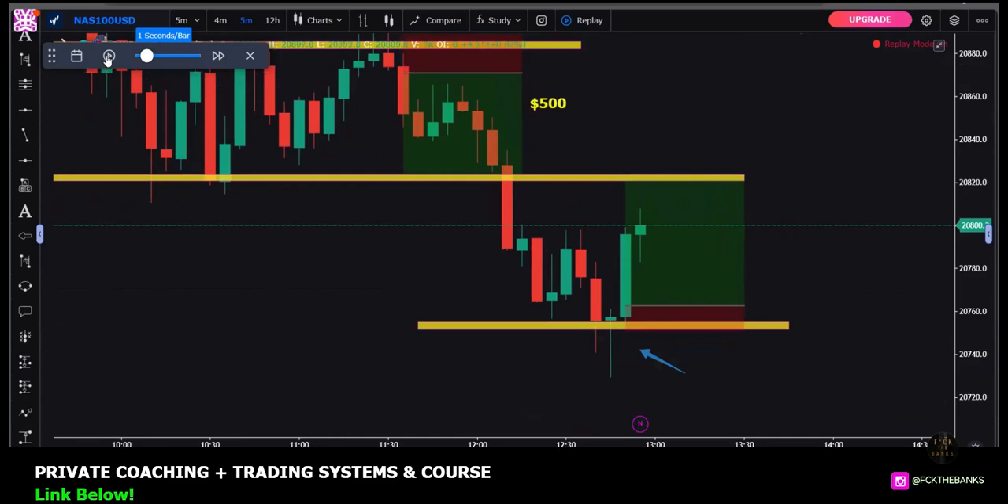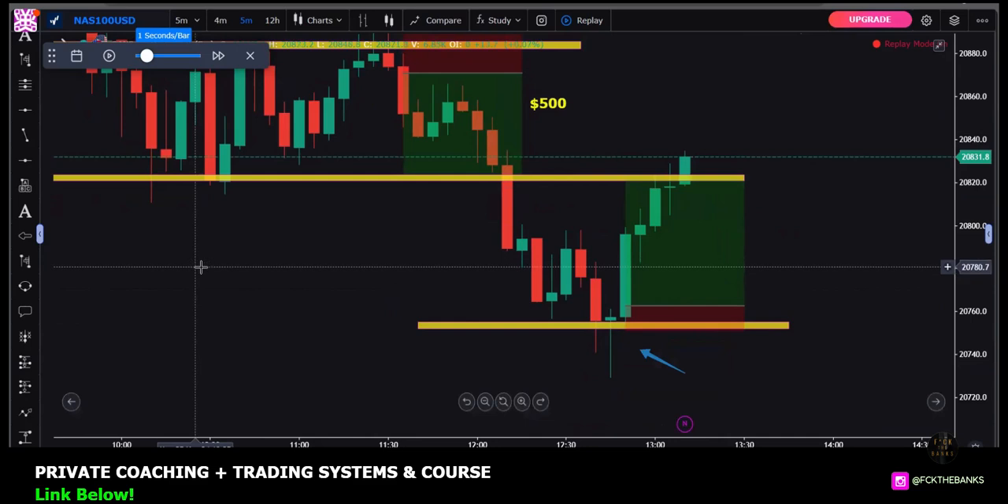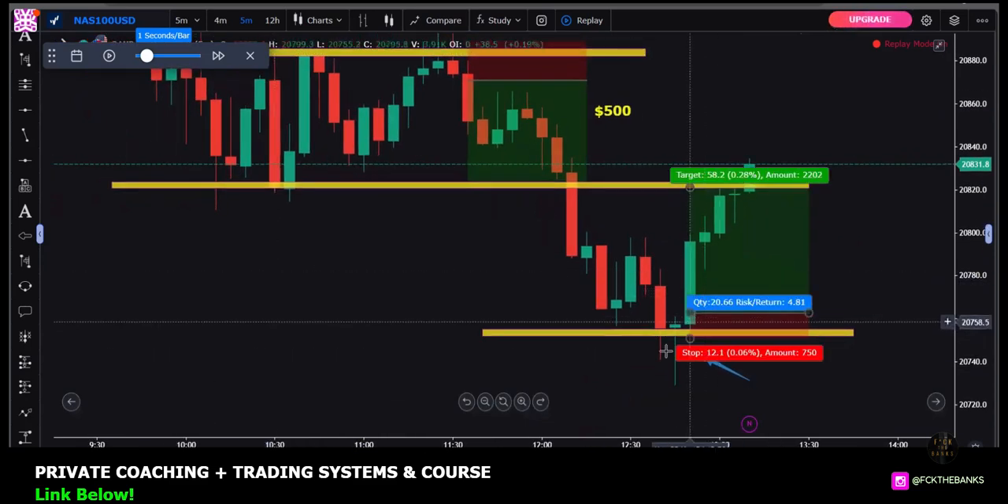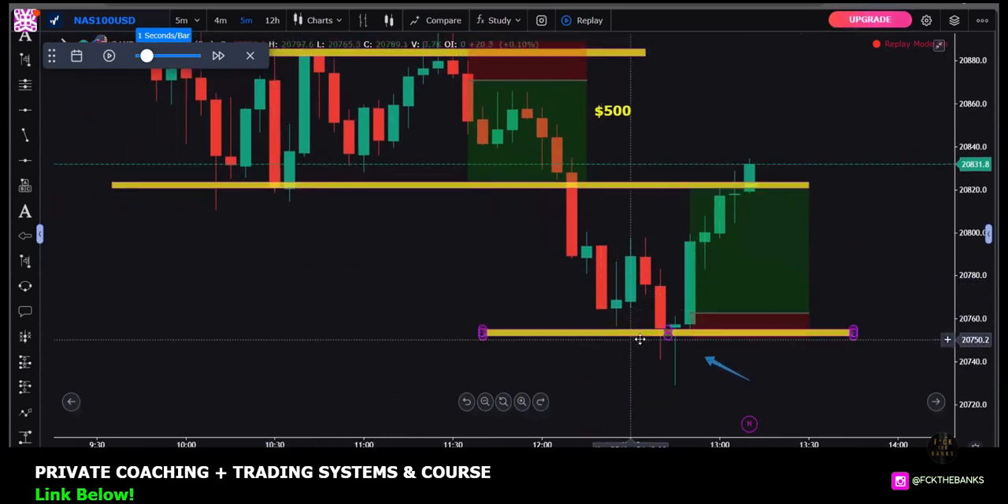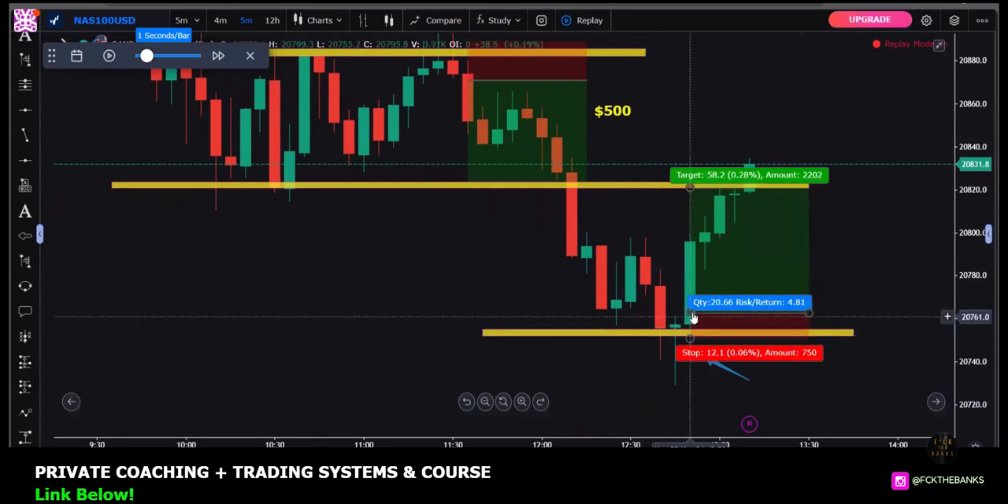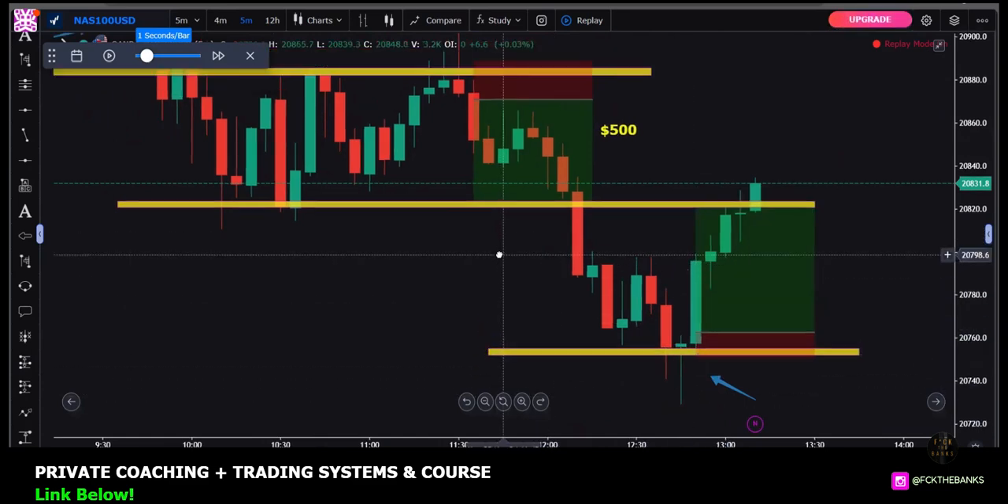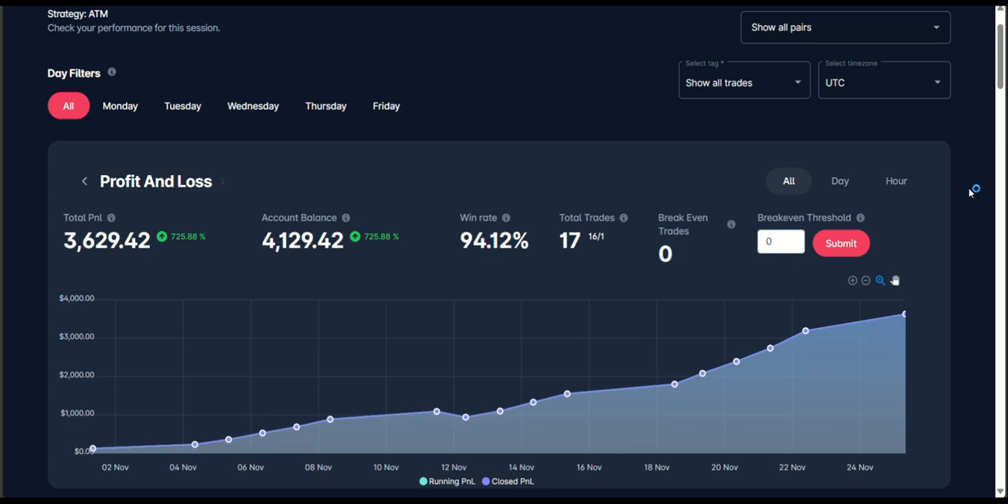Okay, let's continue and see how it goes. And it reached our beautiful target. Okay, guys, so it was pretty effective too. We had this level being rejected, we see this pin bar, okay, and then we had this strong candlestick. You will need more than just a candlestick to make money. You will need the right strategy.